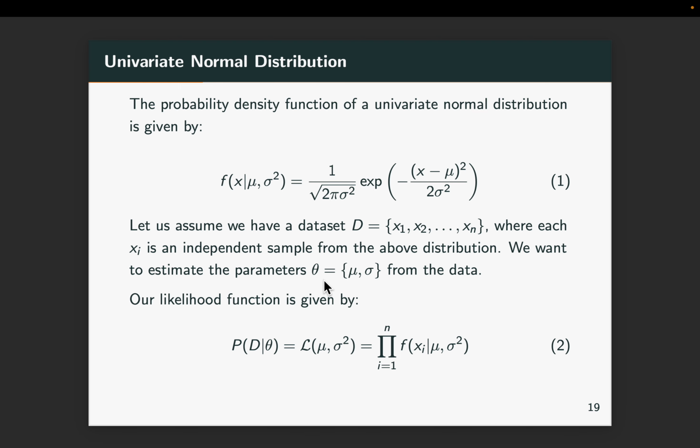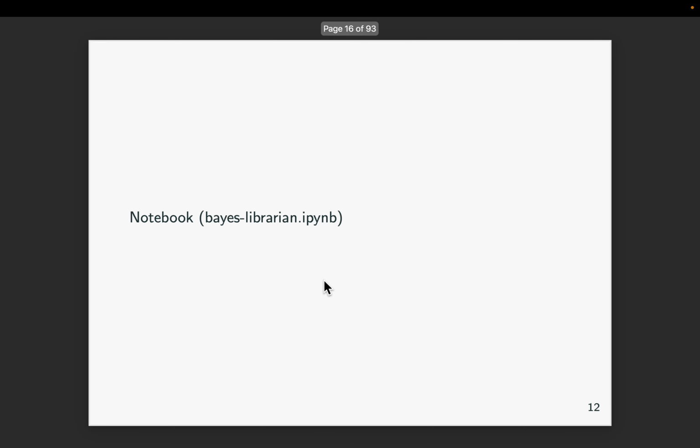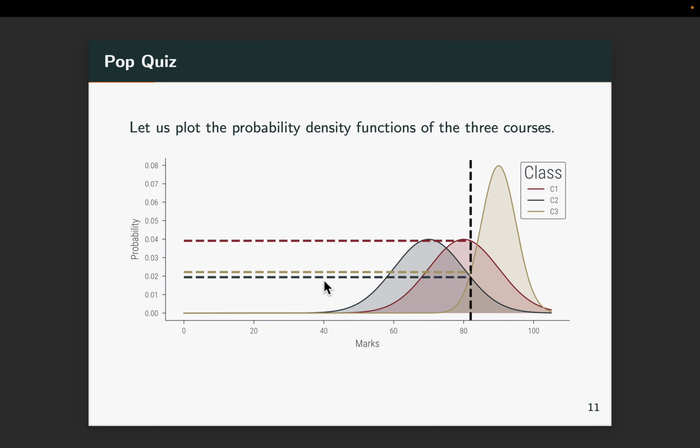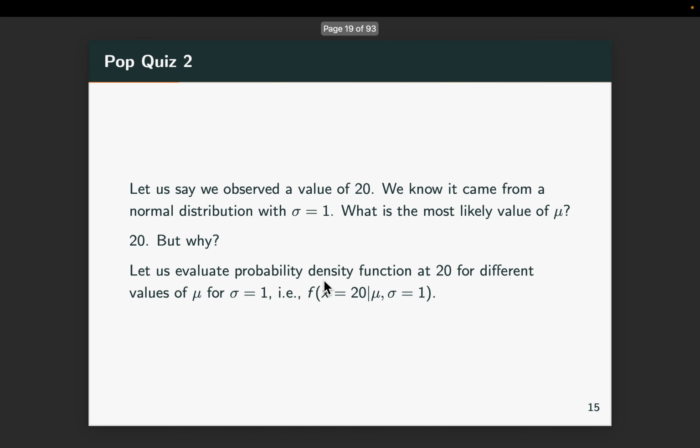Right. This is not different from what we discussed a few minutes back. If you are given a single observation, you can evaluate f of xi at xi equal to 82 for the 3 normal distributions, and you will get certain probabilities. But if you had multiple observations, you will have to multiply each of those probabilities.